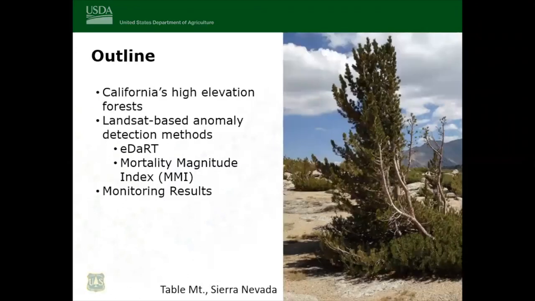So I'll start with some background on the ecology of these forests, and then I'm going to talk about our Landsat-based anomaly detection system, the Ecosystem Disturbance and Recovery Tracker, or eDaRT for short, and especially a new output, a quantitative measure of canopy cover loss in the form of a Mortality Magnitude Index. And finally, our monitoring results.